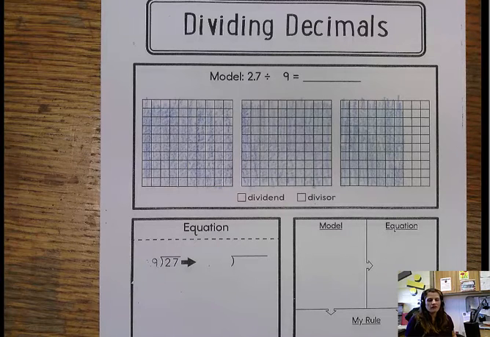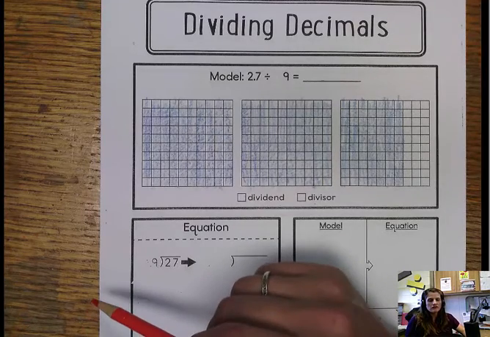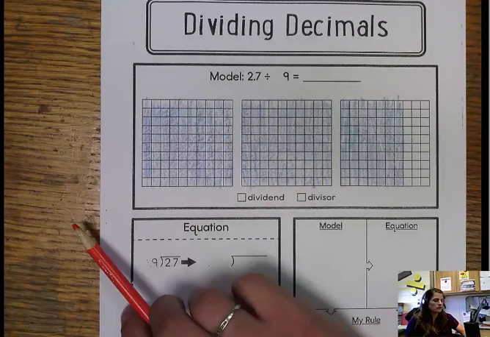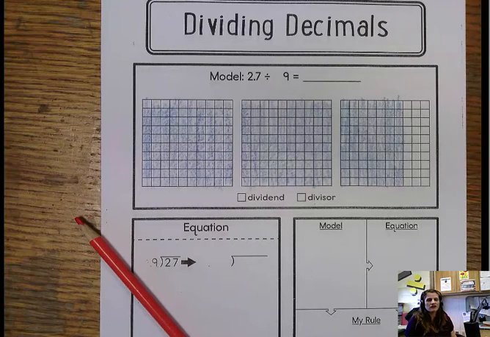Okay, welcome back. Today we're going to look at dividing decimals. So you're actually going to need two colored pencils. I chose blue and orange, but you can pick whatever two colors you would like today. Pause for just a moment right here while you find your two colored pencils.